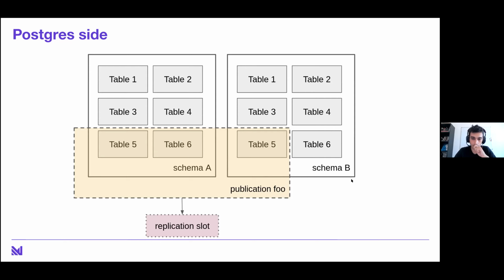table 5 from schema B. The other term that you might hear throughout while working with this feature is a replication slot. And a replication slot is, again, an object that will be created by Materialize inside the upstream database. So Postgres will hold the replication slot. And the replication slot represents where Materialize is in its replication in terms of point in time.